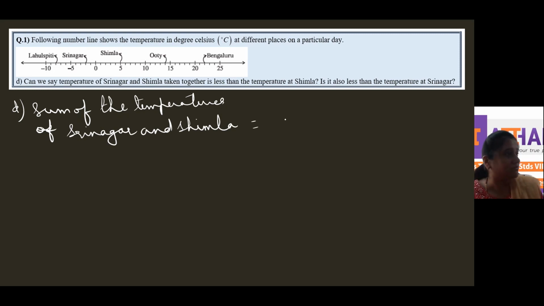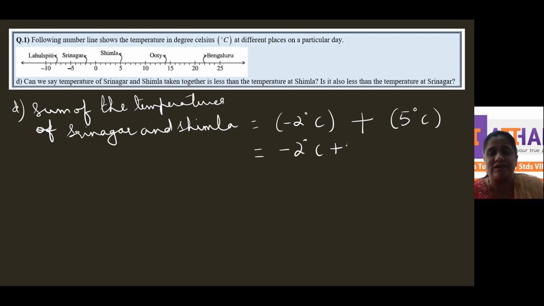What's the temperature at Srinagar? Minus 2 degrees Celsius. And Shimla? 5 degrees Celsius. What should you do? Plus. So now open the bracket. Minus 2 degrees Celsius plus 5 degrees Celsius. Yes, different signs. Subtract and put the sign of the greater number. So what's the final answer? 3 degrees. Is it plus or minus 3, Anirudh? So simply 3 degrees Celsius, correct?